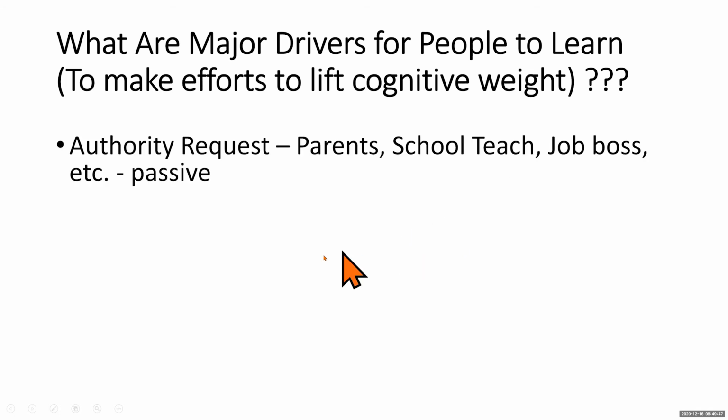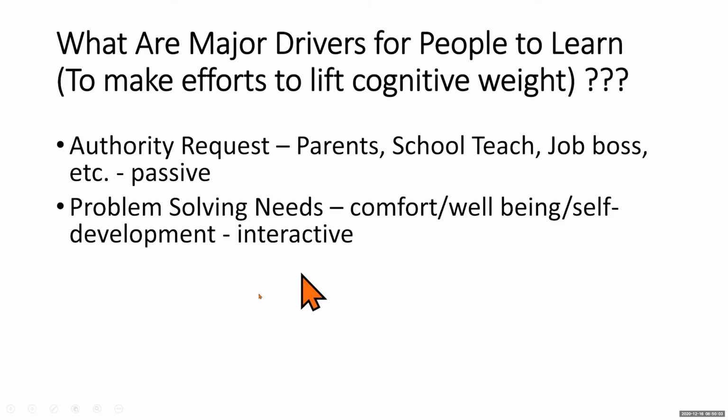The first one, very early in our memory, is the authority request. Our parents ask us to learn, school teachers, and job bosses, who should be teachers here. And this is what I call passive learning. Now, when we become adults, we need to make a living. We face problem solving. So problem solving needs force us to learn. We need to gain comfort. We need to build up our well-being. We need to do self-development. And here the dynamic is interactive.